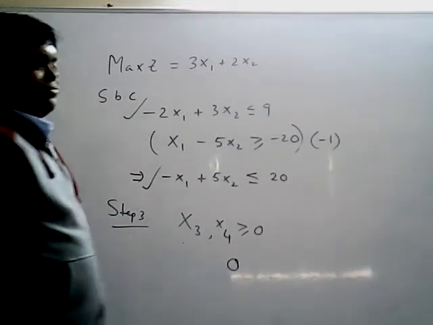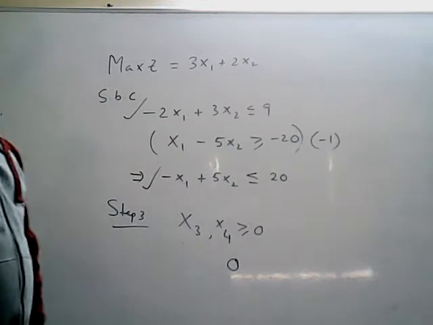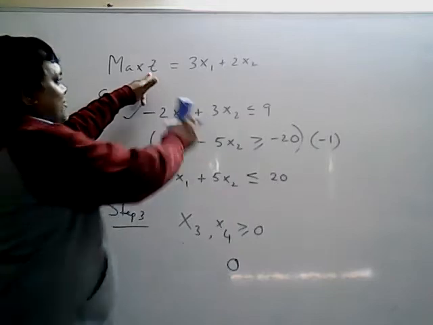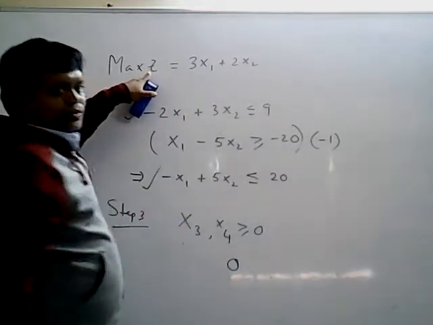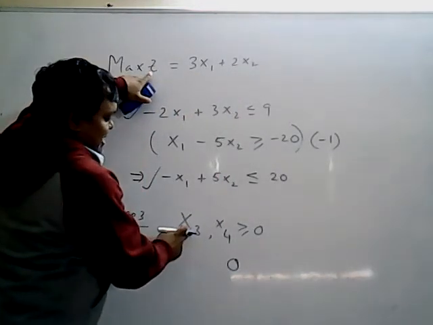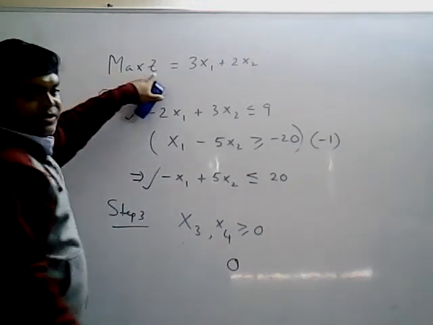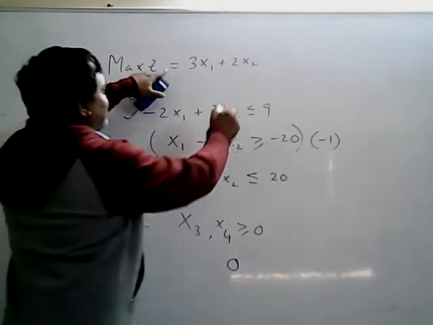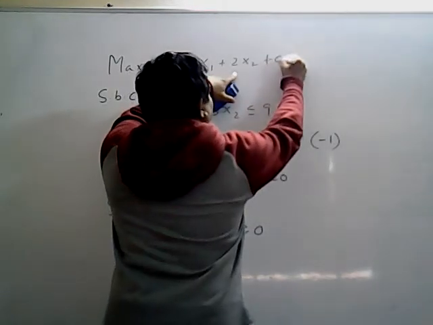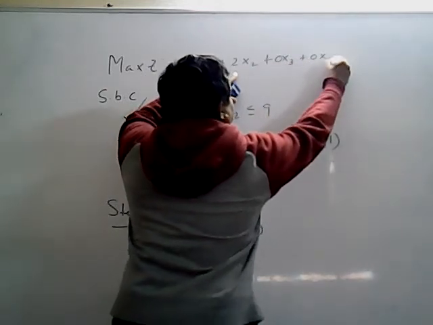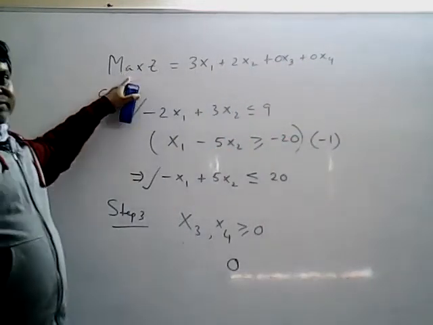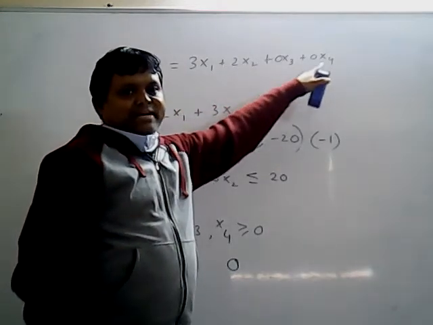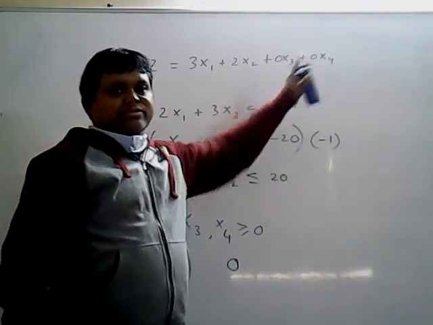Then we get, next line, maximum z equal to 3x1 plus 2x2. Now the slack variable cost is 0 in the objective function. So in the objective function, put the slack variables cost equivalent to 0. That means we get maximum z equal to 3x1 plus 2x2 plus 0x3 plus 0x4. Slack variables cost is 0, so that's why I'm putting 0.